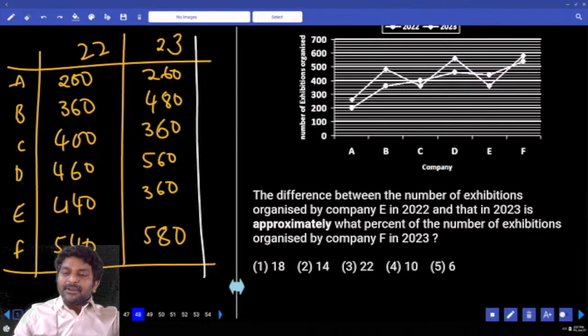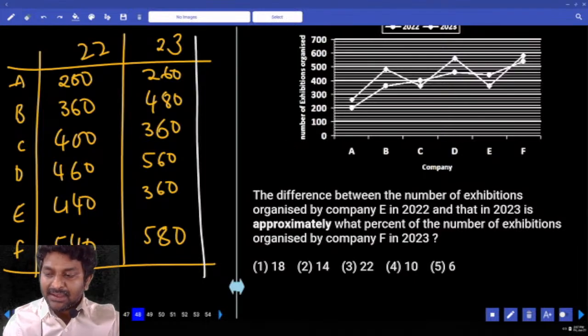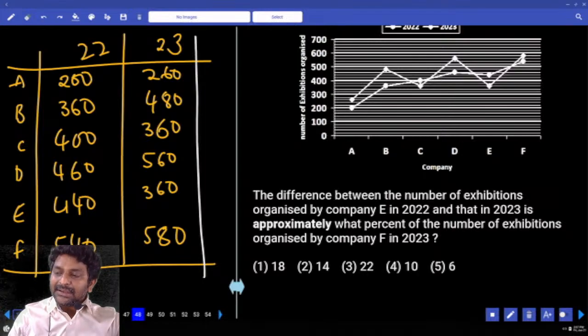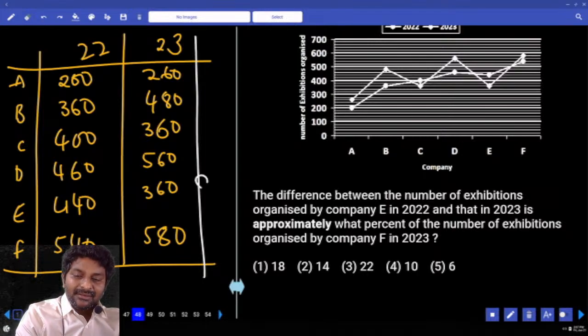The difference between the number of exhibitions organized by company E in 2022 and that in 2023.